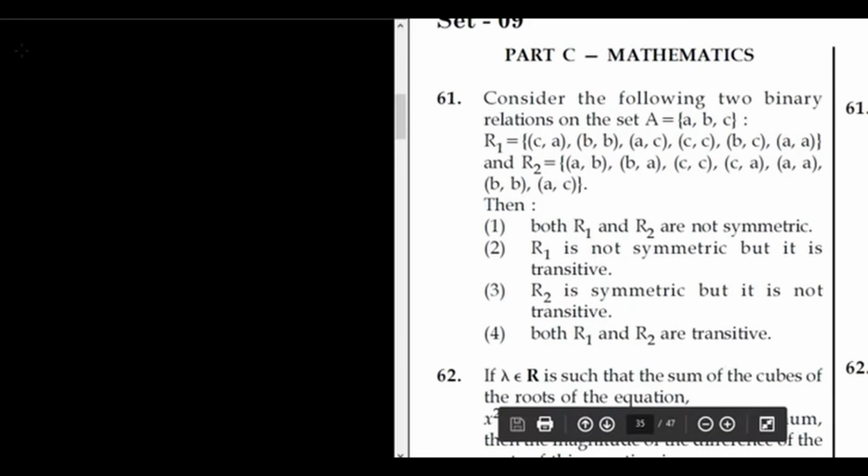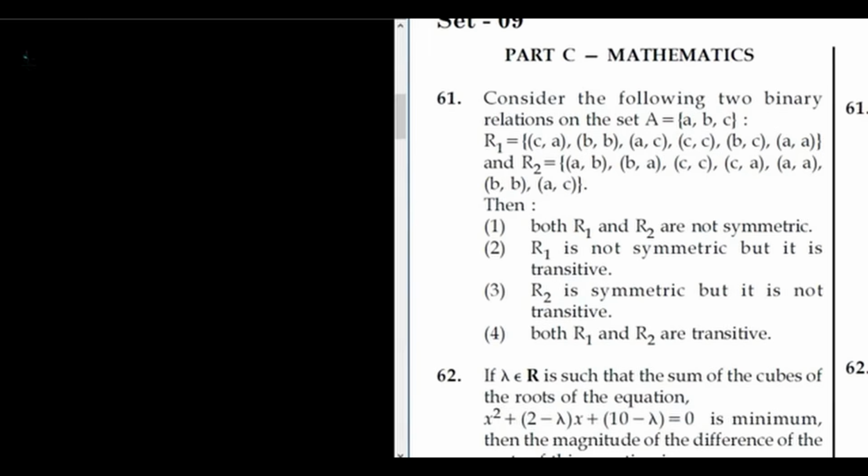So let's recall what it means for a relation to be symmetric. We'll say that R is symmetric if whenever you have xy in R, then yx is also in R. And that has to be true for all ordered pairs x, y in R.